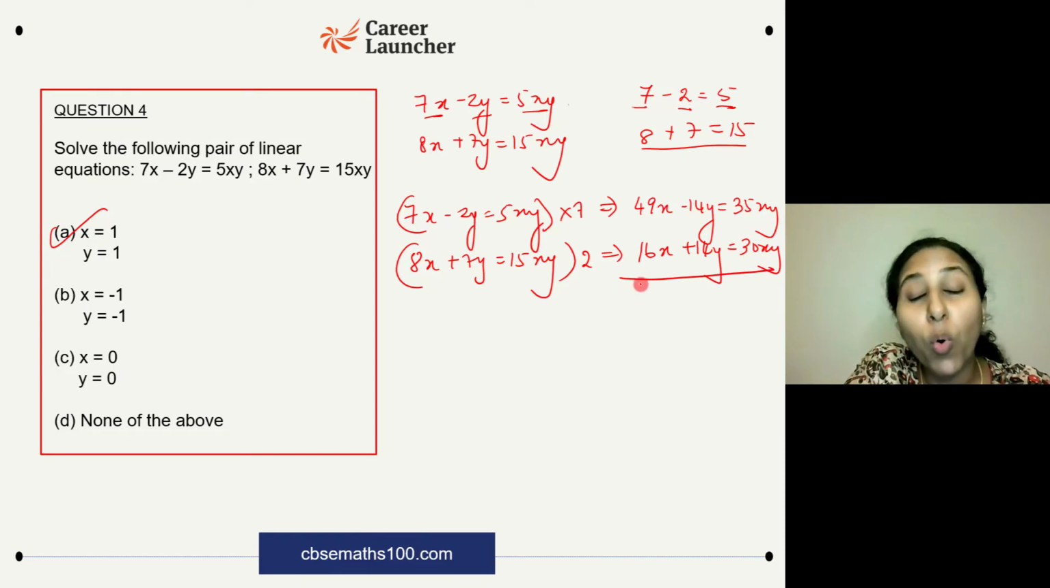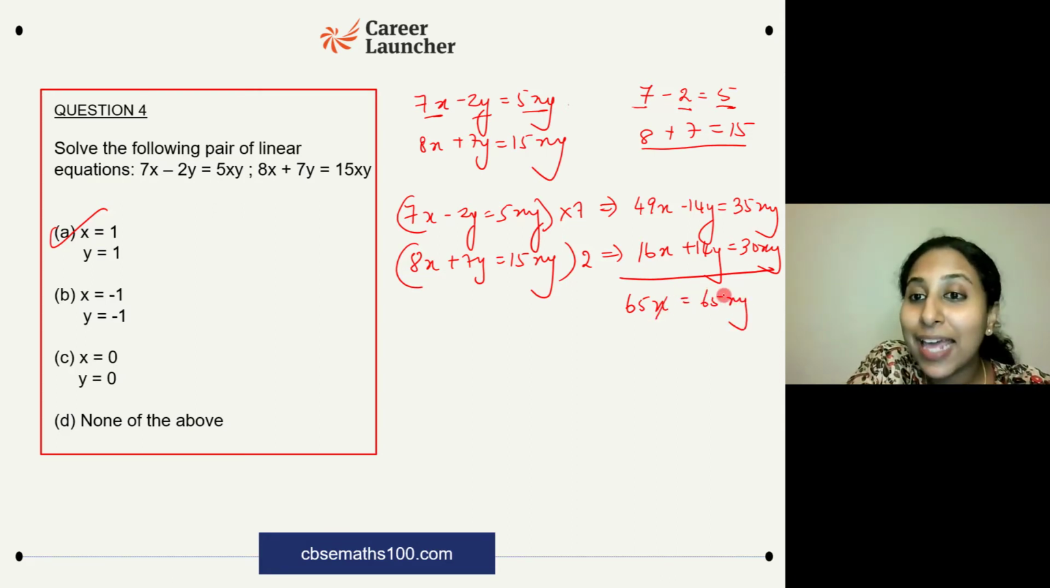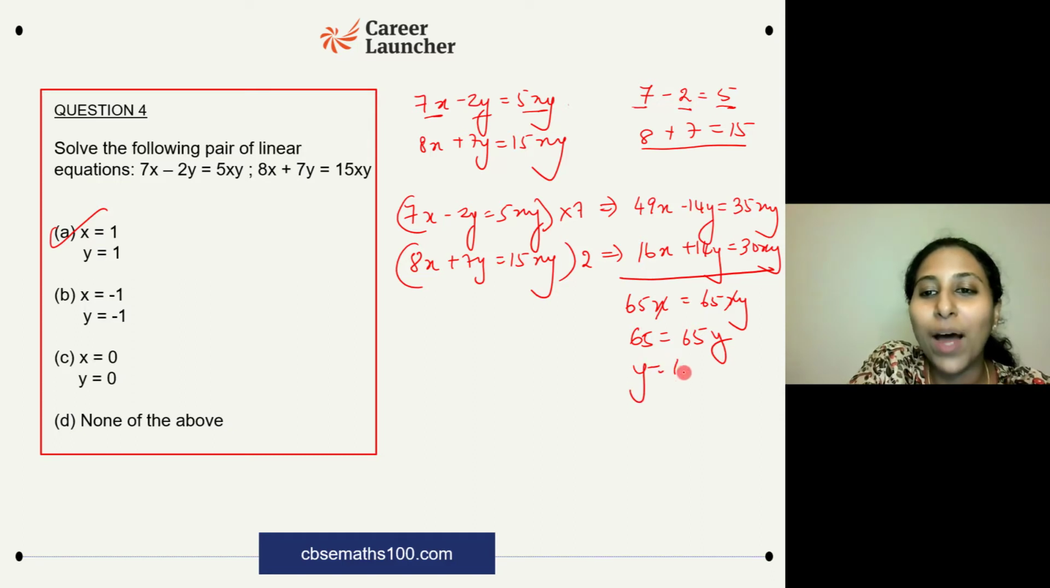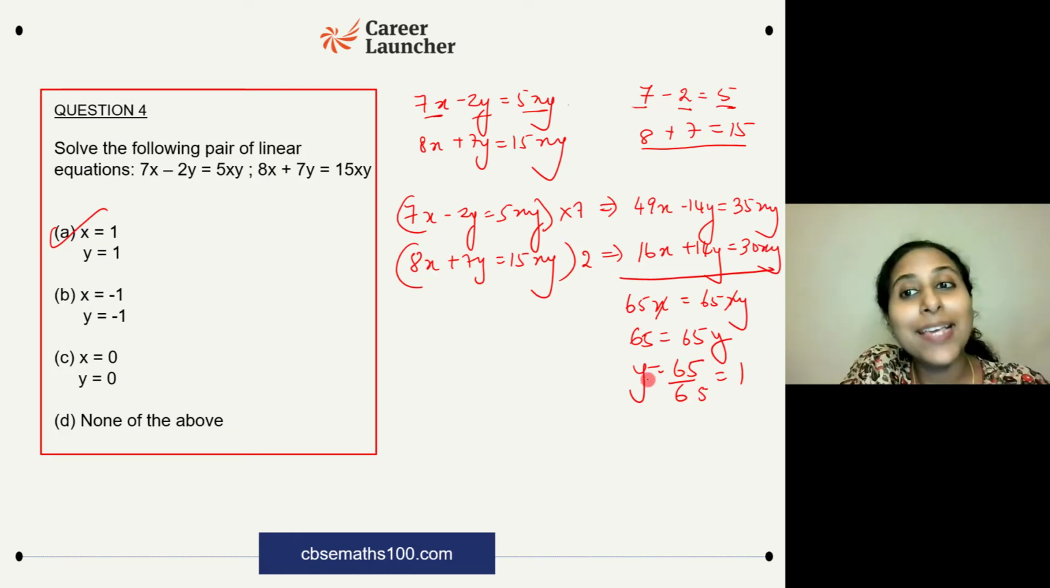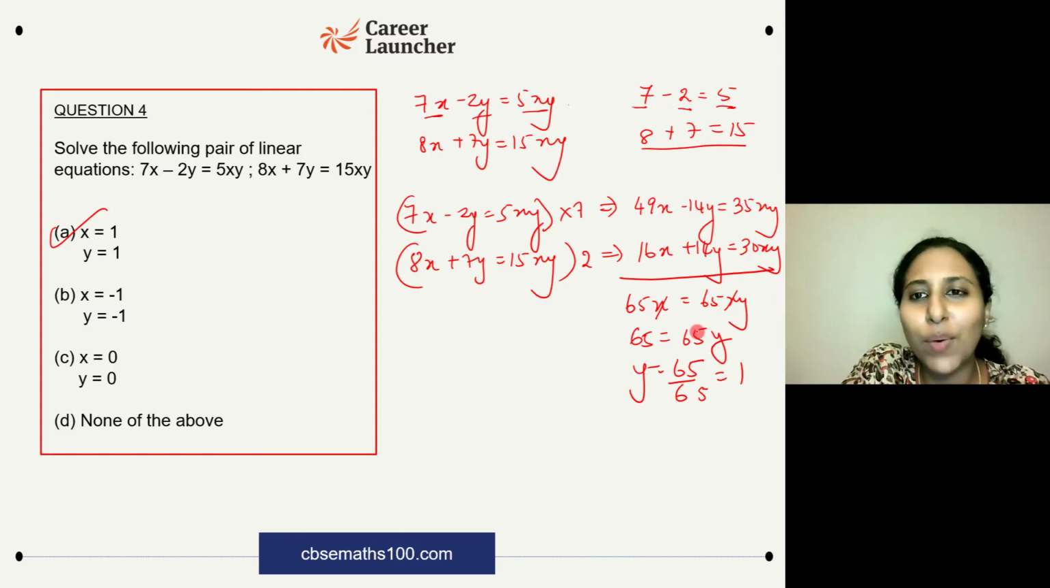When you add both equations, you will obtain 65x equals 65xy. We can cancel x on both sides. And this would mean that 65 equals 65y, or y equals 65 by 65, which is equal to 1. Okay. And how do you find the value of x now? Substitute this value of 1 in any one equation, preferably in one of the original equations. So let's say this one.